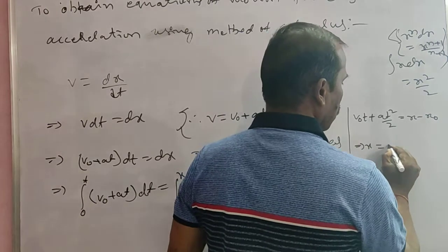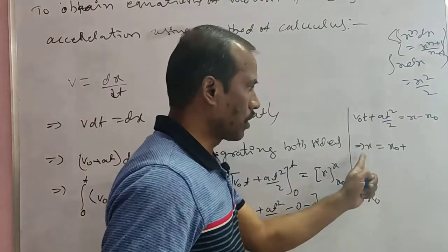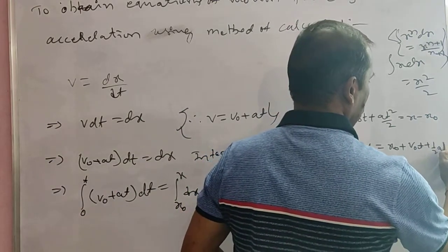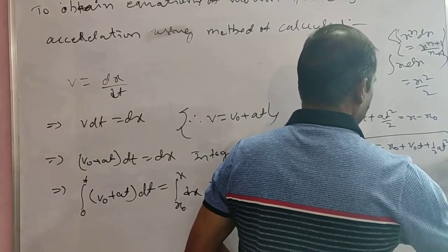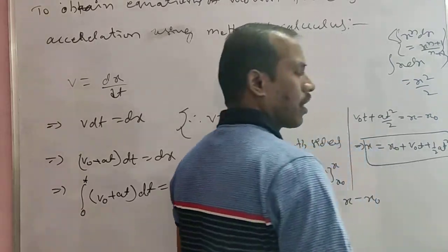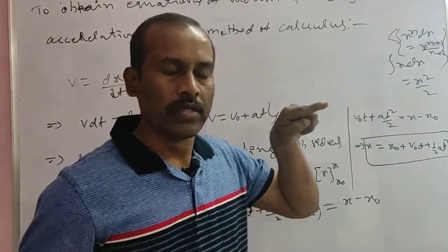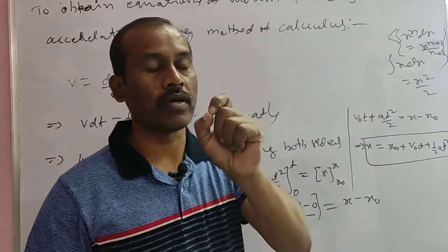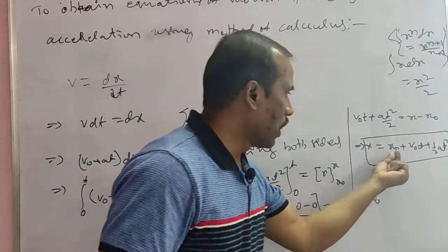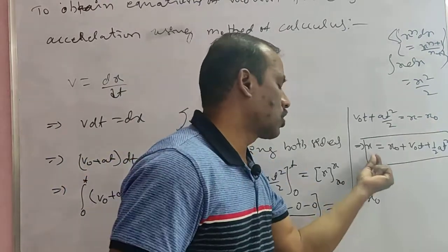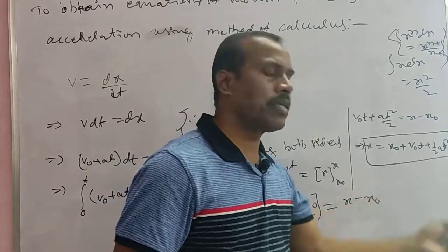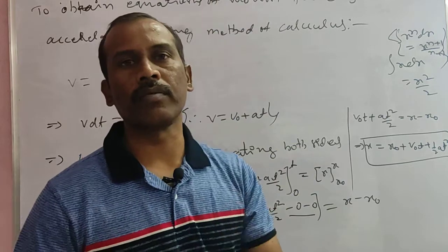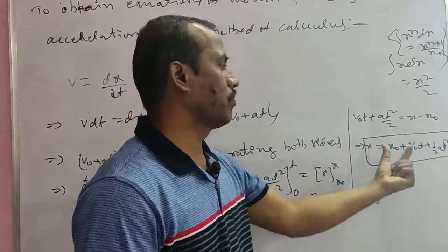Simplifying, x is equal to x naught plus v naught t plus half a t squared. This is the second kinematic equation. The particle is moving along a straight line in any direction with uniform acceleration, or constant acceleration. So x naught means initial position, x means final position, v naught means initial velocity, and t is time. a is a constant, nothing but uniform acceleration. This is the second equation.